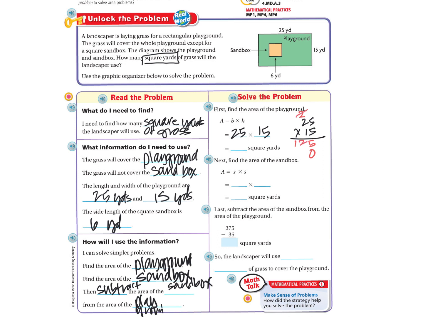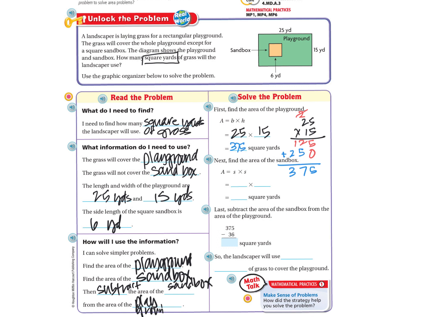Now we're going to do 25 times the 10, and that's why we put the 0 there. So anything times 10 has a 0. Now we're going to do the 5 times the 1 is 5. And 2 times 1 is 2. And then we add those babies. If I write, you write. Okay, 5 plus 0 is 5. 5 plus 2 is 7. And 2 plus 1 is 3. So 375 square yards for the whole playground.